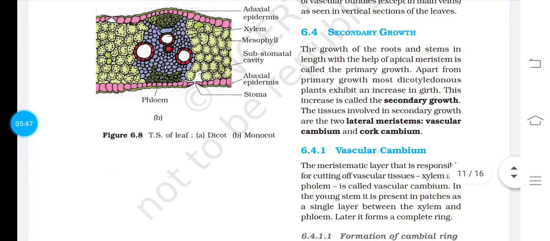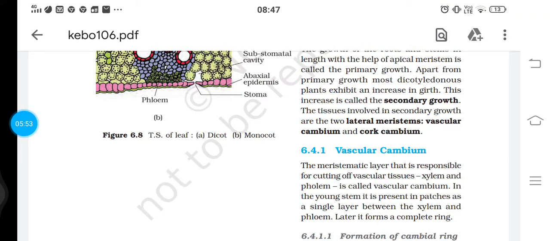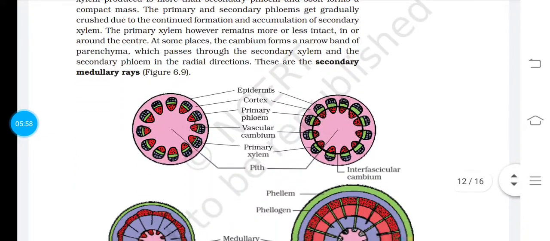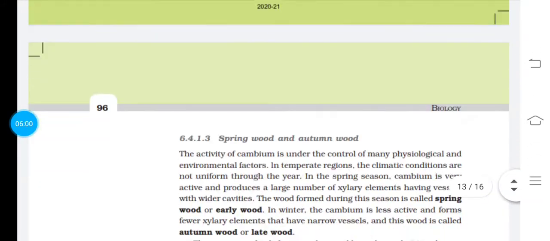Secondary growth. This is a very important topic. I will send you this in the next lecture. So read out this secondary growth. How does secondary growth occur? We will get its lecture later on.